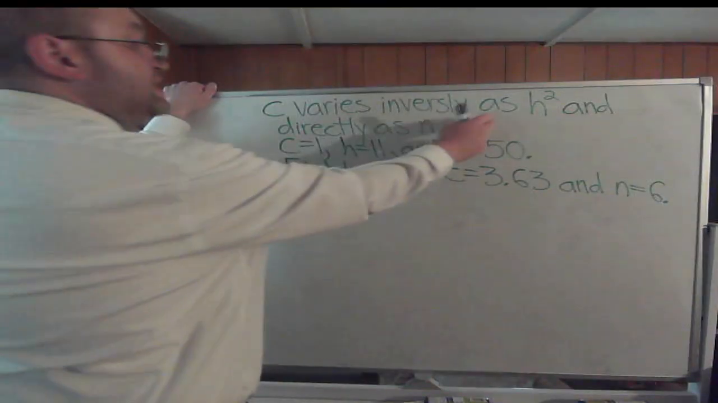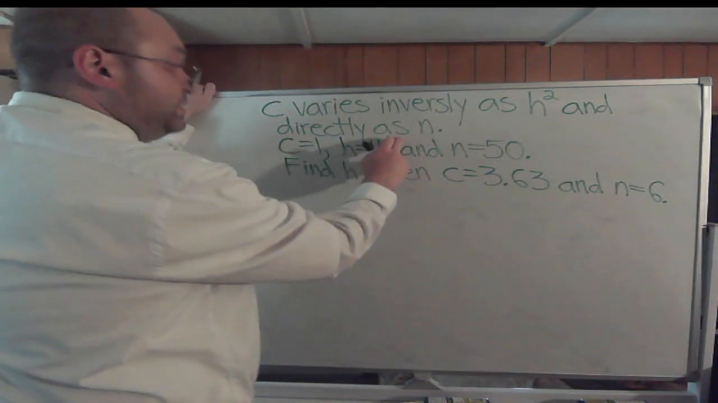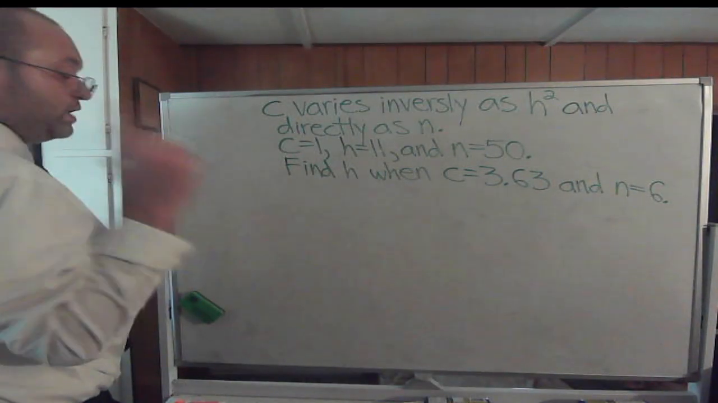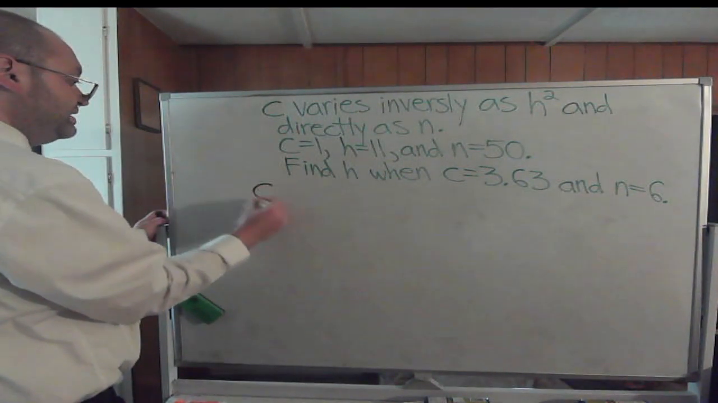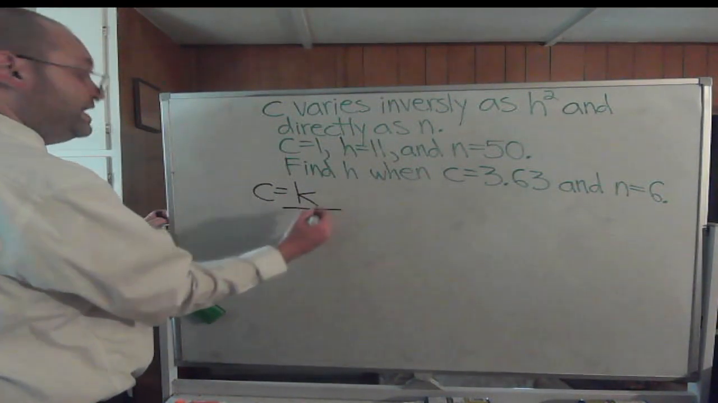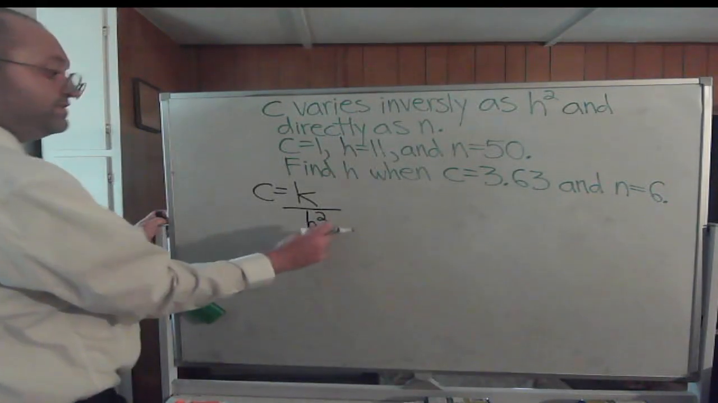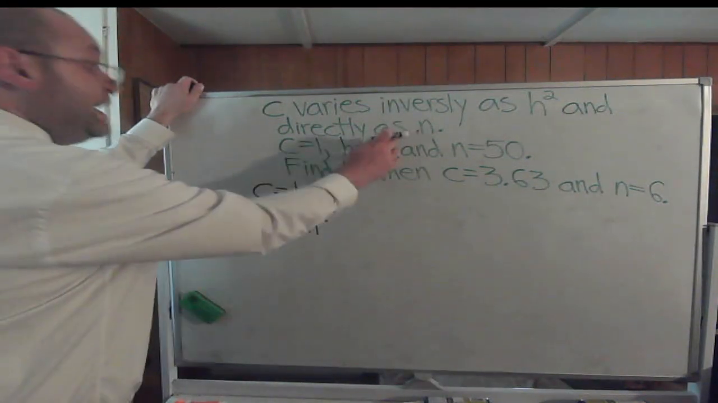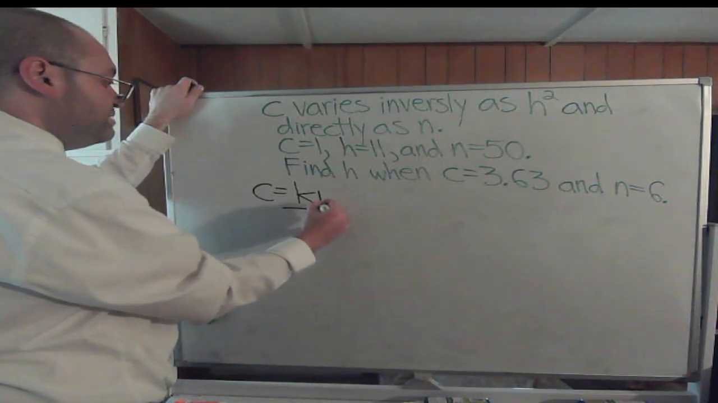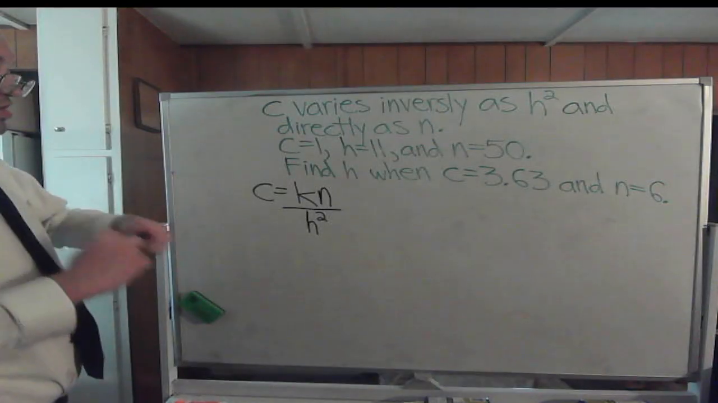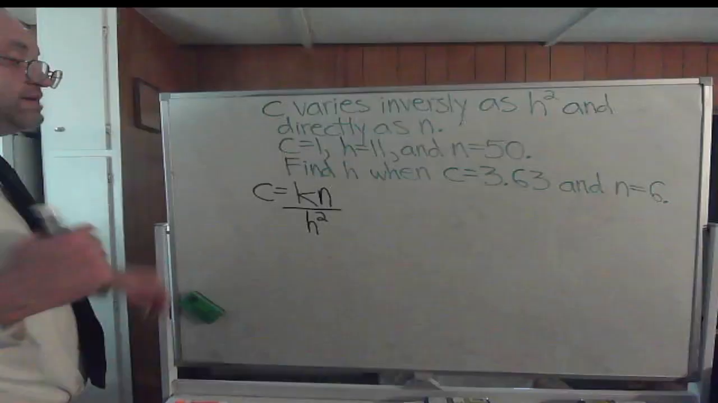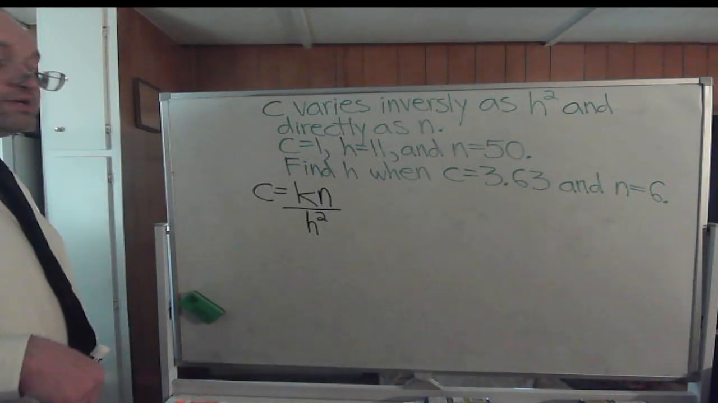Alright, so we have the following problem here. We have C varies inversely as h squared and directly as n. So let's start with that. C varies inversely as h squared. So C equals your constant of variation over h squared, since it varies inversely as h squared and directly as n. So that means you're going to take this whole thing, multiply by n. You just end up having n in the numerator. So what you'll get is C equals kn over h squared. That's how you would get your equation of combined variation to start with.